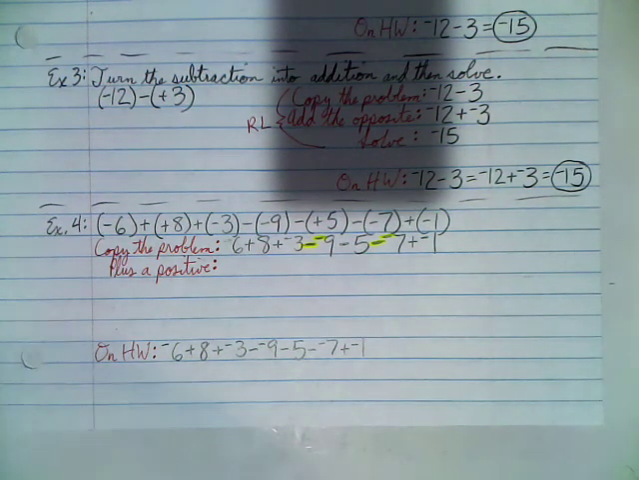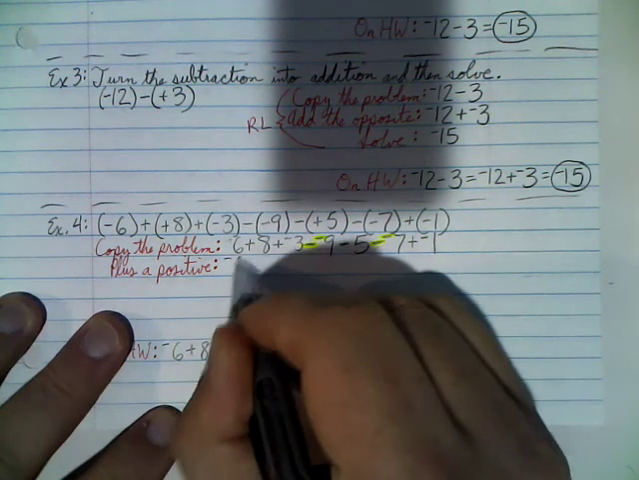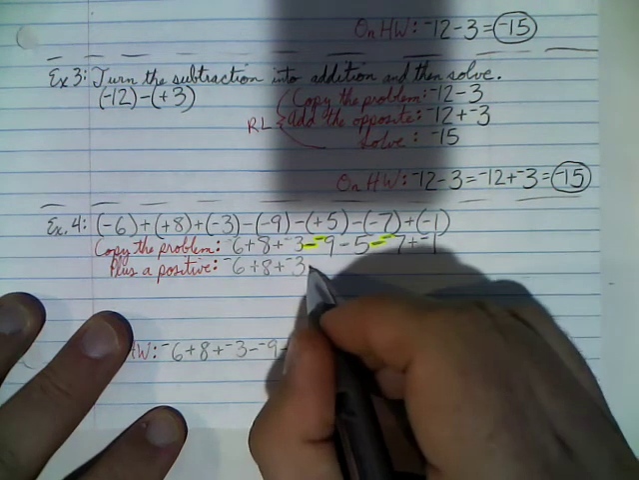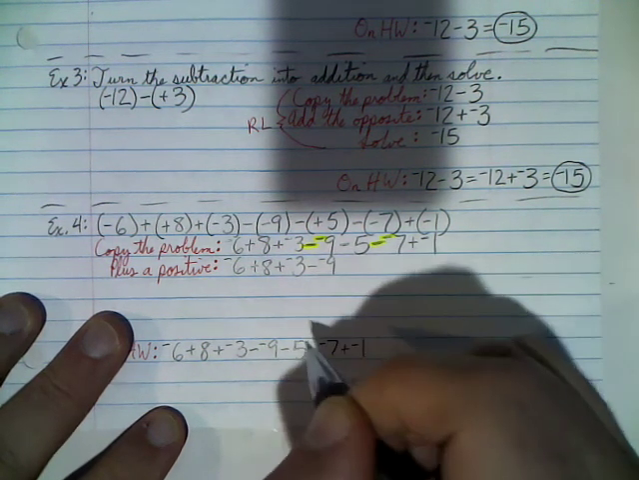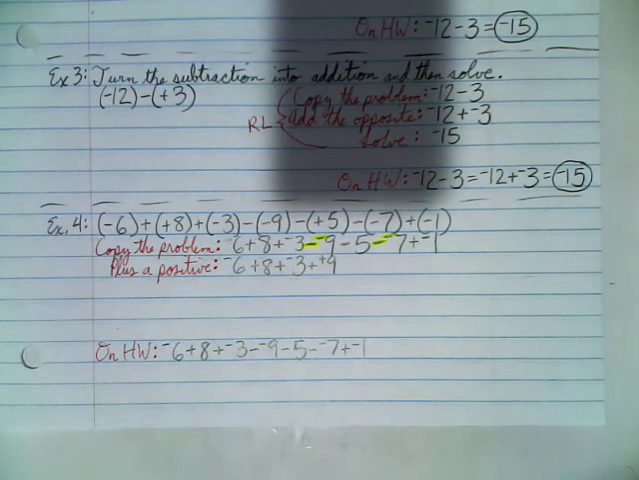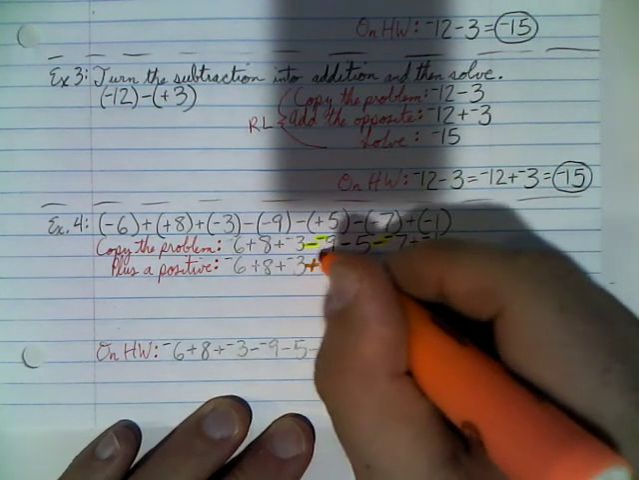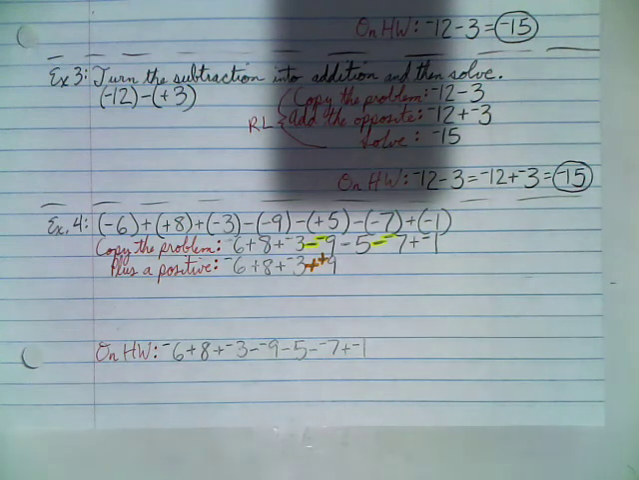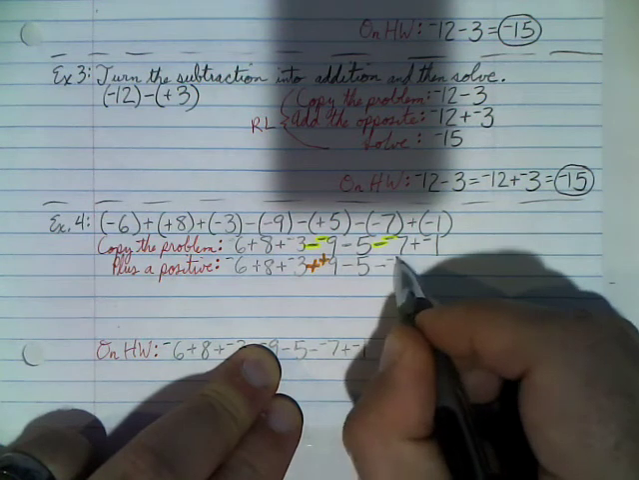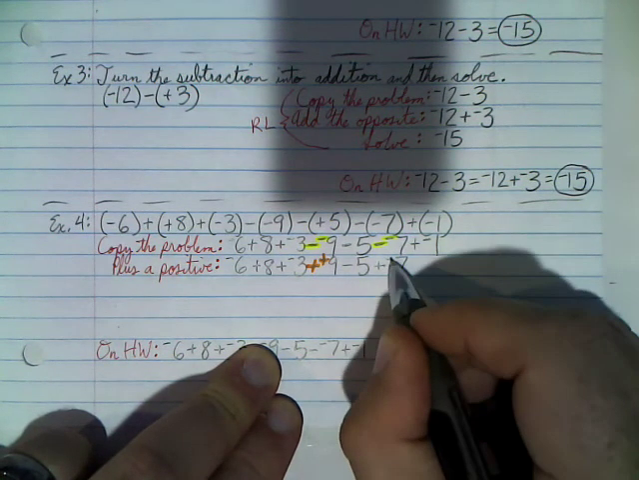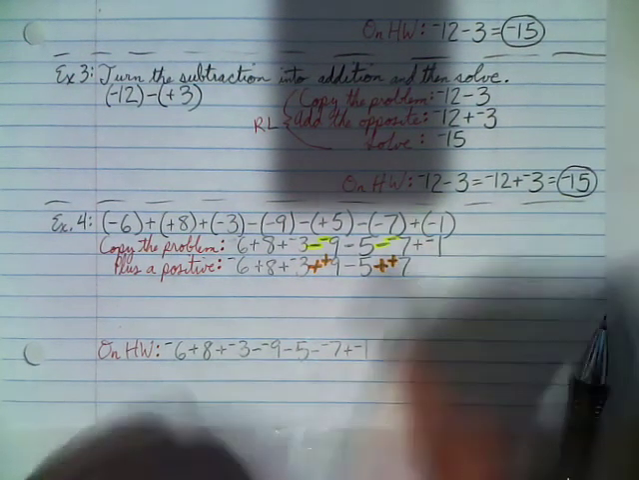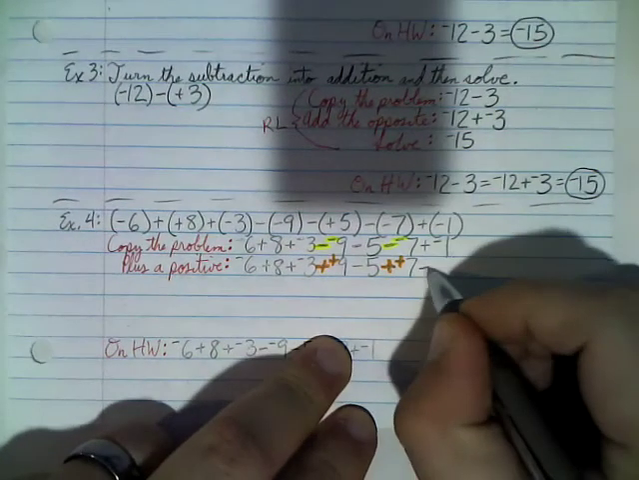So then what we're going to do is change those into plus a positive. So this is still going to be a -6 plus 8 plus -3. But then this minus -9 will change to plus +9. And grab your orange highlighter there. It'll change to plus positive. Okay, keep going. I've got a -5, but then my minus -7 will change to plus positive. And then plus -1.